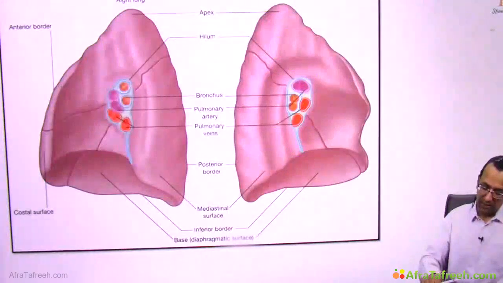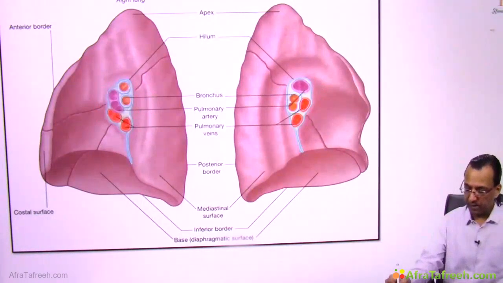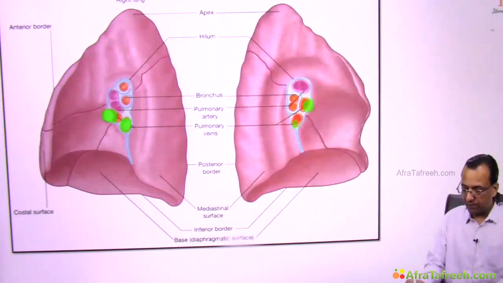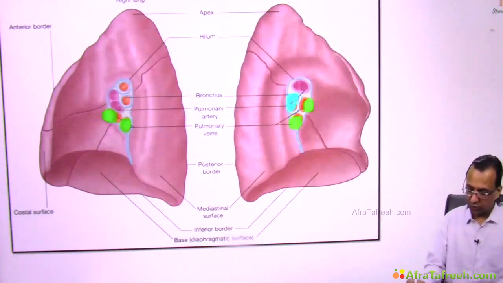If you're looking at the medial view of the lung, then you can see the arrangement. We will draw this diagram, but the point is that the veins are anterior, superior and inferior, but more anterior. And who is most posterior? Most posterior is the bronchus, on either lung.